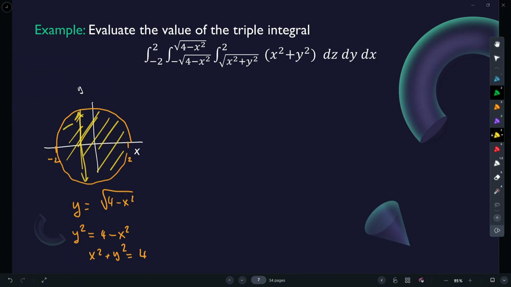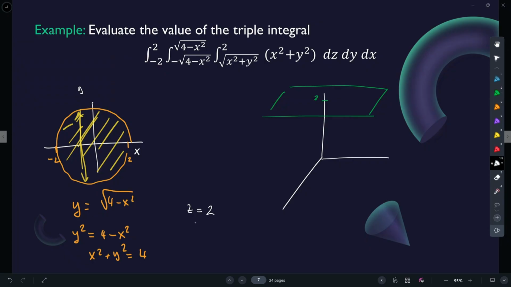And then for the z coordinate, I'm going to go up to 2, that's a plane, so it's going to cut it off at 2. So let's now draw this region. z equals 2 is, as I said, a plane that is going to cut off my figure at the top. And then we have z equals the square root of x squared plus y squared. And what graph is that?